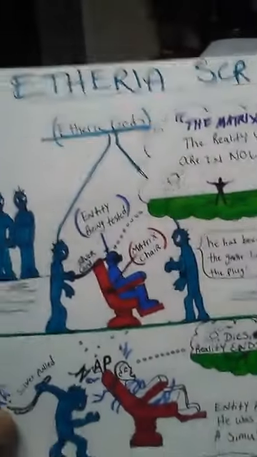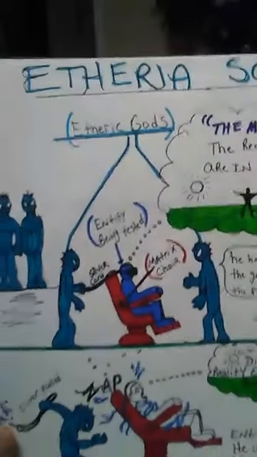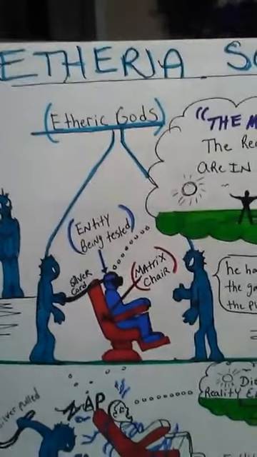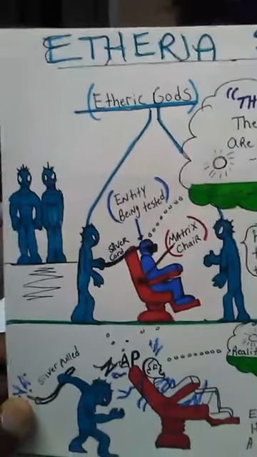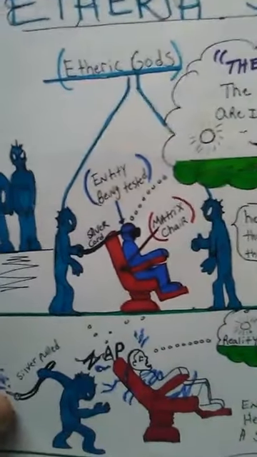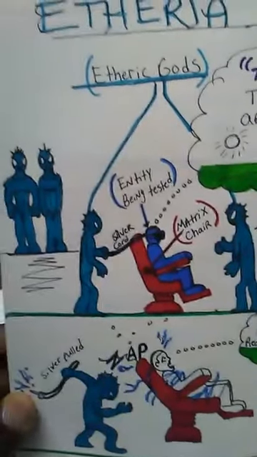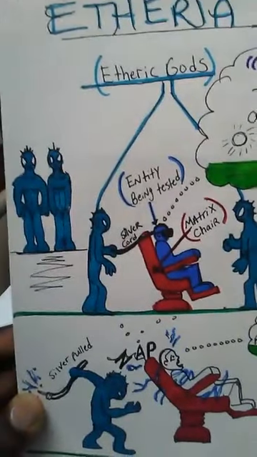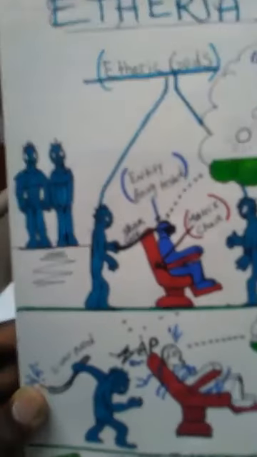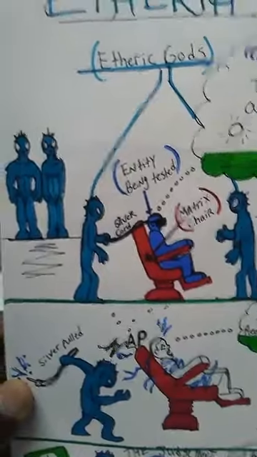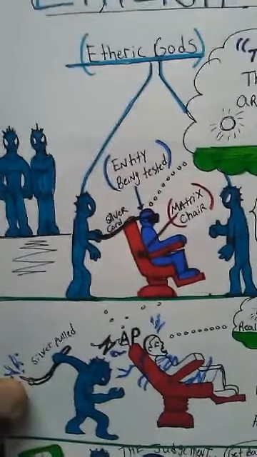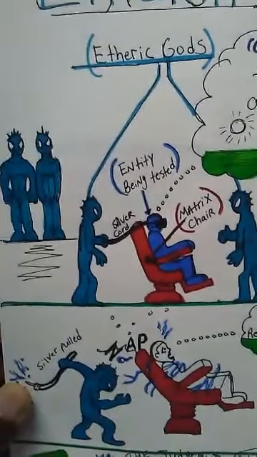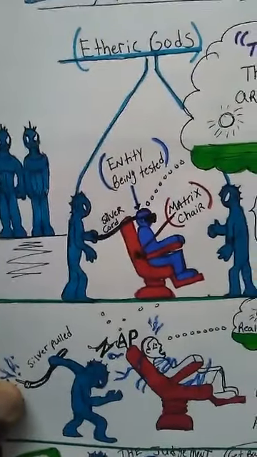So as you can see right here, this is in the book that I'm writing, and it's called Etheria. You see where it says etheric gods. The etheric gods are, you see the blue entities? Those look like monsters, or what you would call, they kind of put you in the mind of aliens, all right? These are etheric gods. These are gods from Etheria. These are etheric gods.